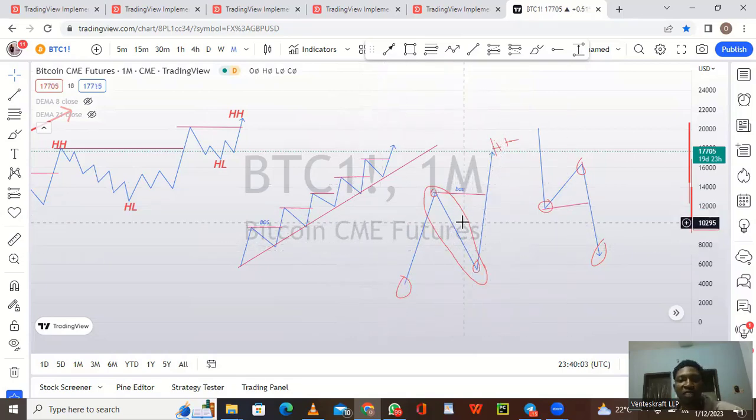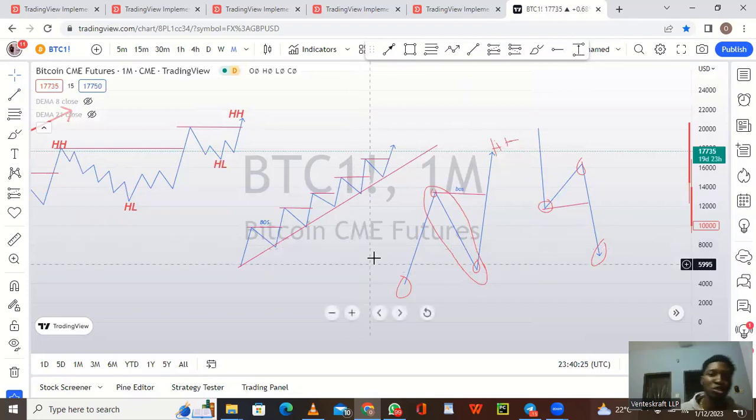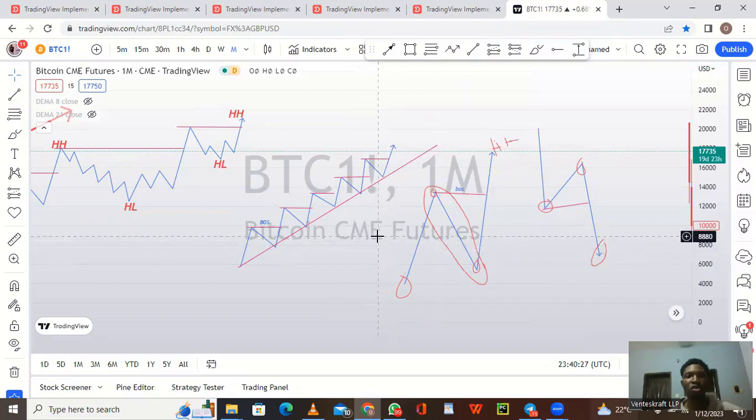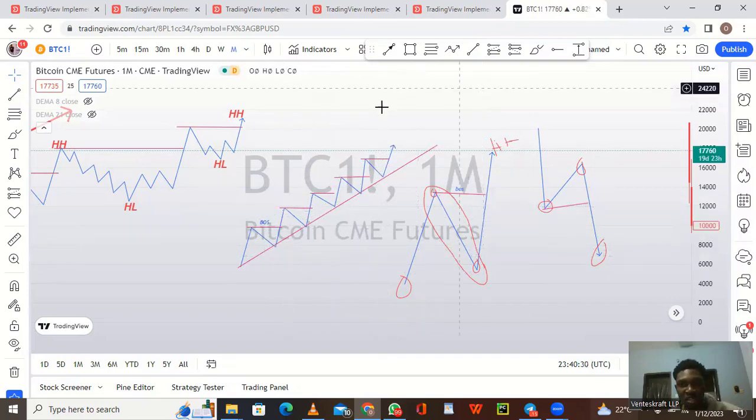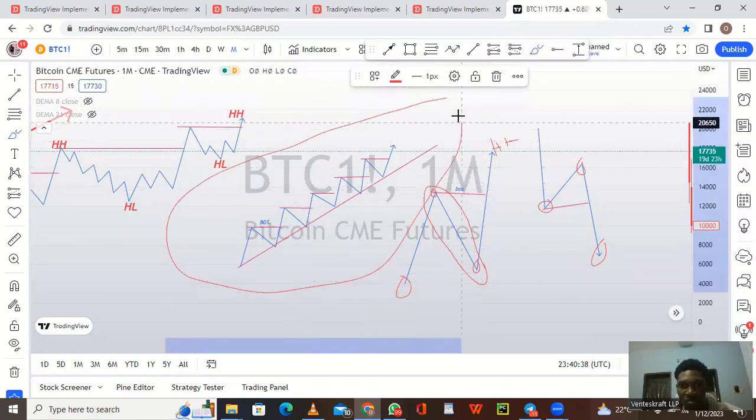Now, because a pullback can be a simple pullback or a deep pullback, we have a concept known as complex market structure. When a pullback is deep enough, that type of pullback produces complex market structure. So when you look at this diagram, when you look at this point, what we have is a bullish market with what?